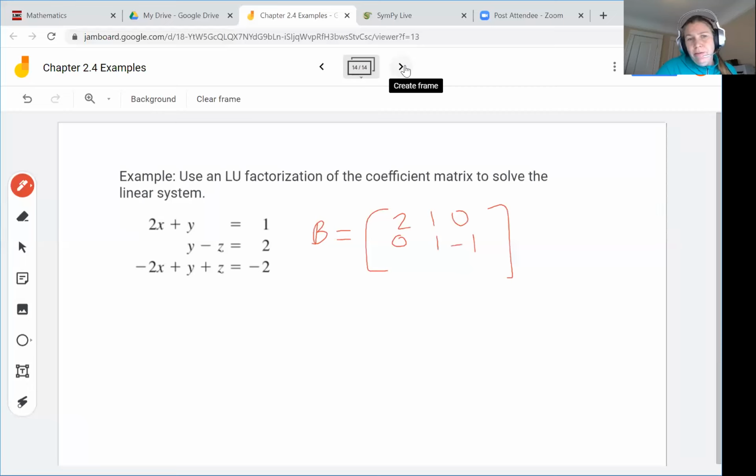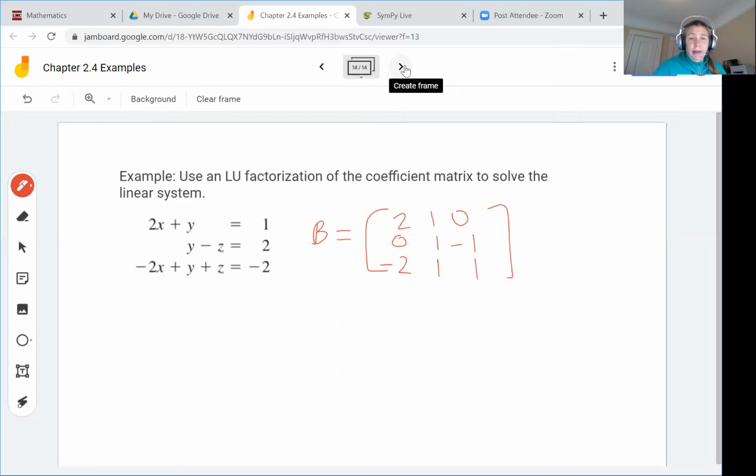There was 2x, 1y, no z's, hence the first row. The second row, no x's, 1y, and -z, hence my coefficients in the second row. And then the third row is -2, 1, and 1, because I have -2x, 1y, and 1z added up there.